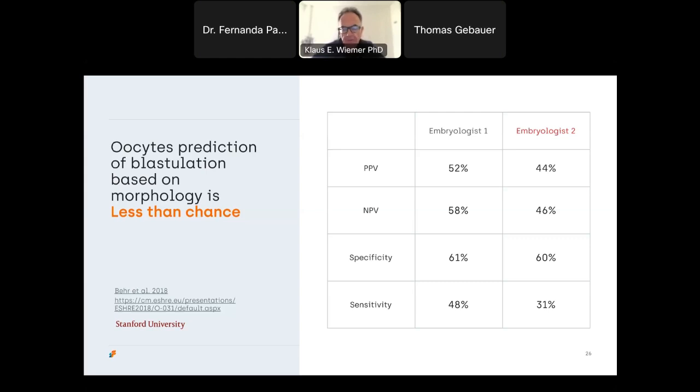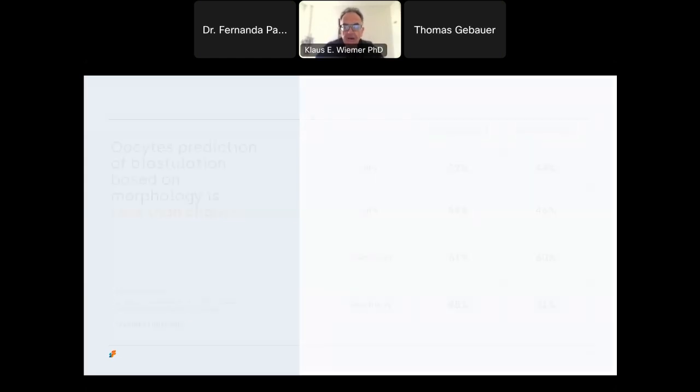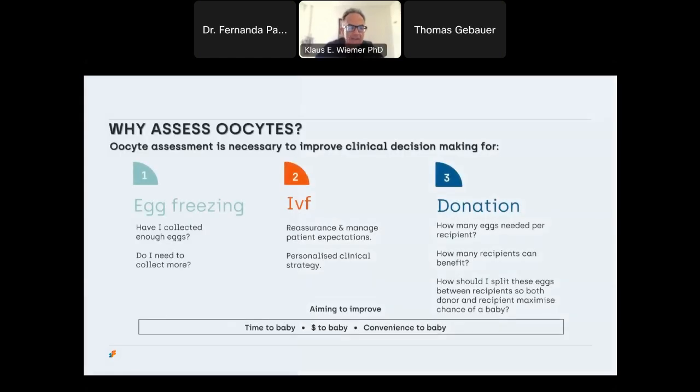And we all know, those of us that work in the laboratory, that grading blastocysts is very subjective, but grading oocytes is even more subjective, because we simply don't have a lot of markers there that help us decide, is this a really good looking embryo or is this an ugly oocyte? And so why is this important?